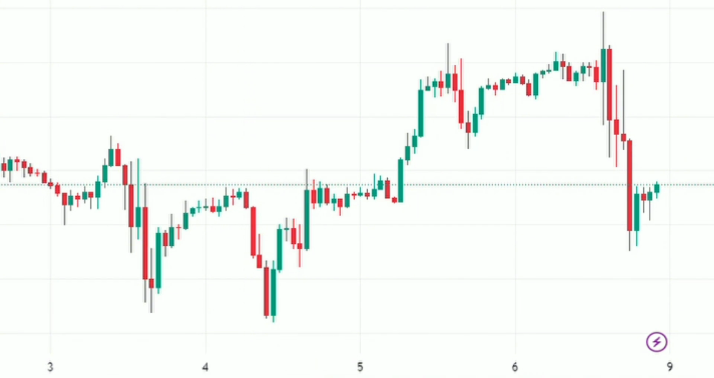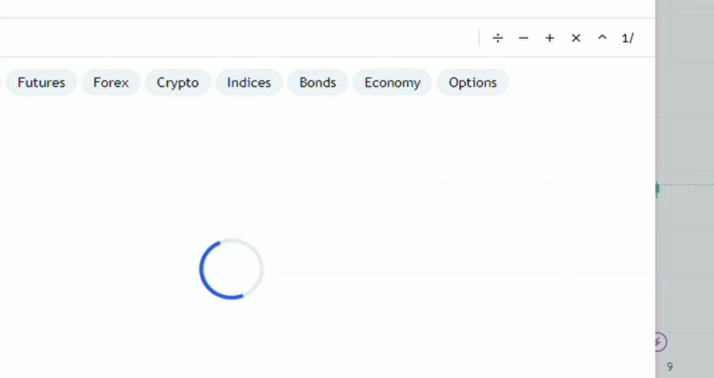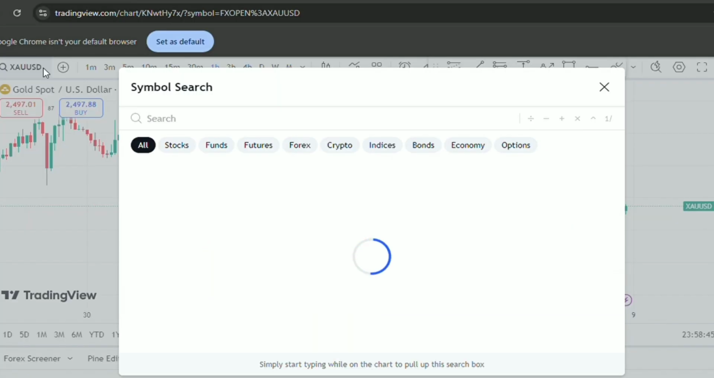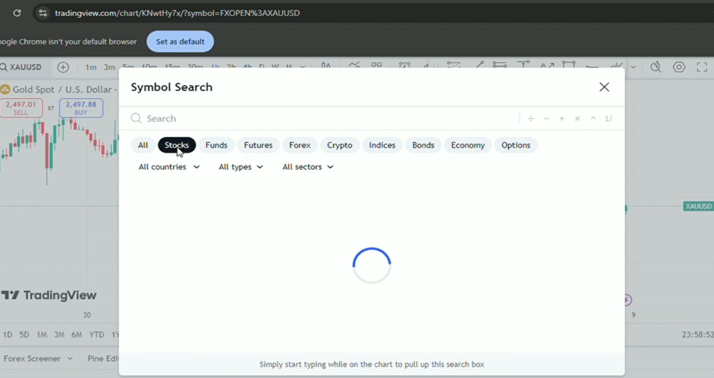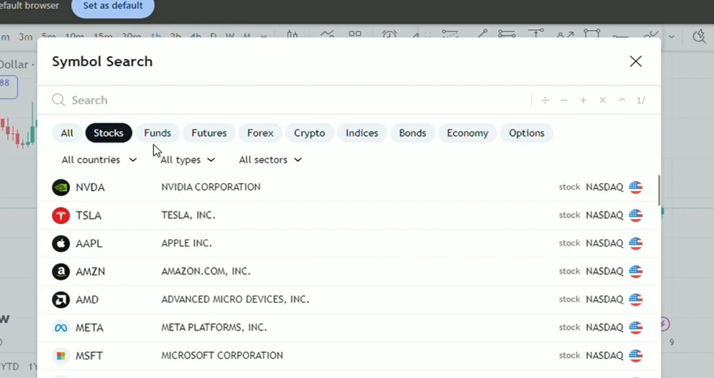All right, so we have these different types of traders. As you can see here, let me show you something. We have stocks in this application. Let me show you an example of stocks. Stocks trading. We have stocks. We have funds. We have futures. We have forex. We have crypto. We have indices. We have bonds.